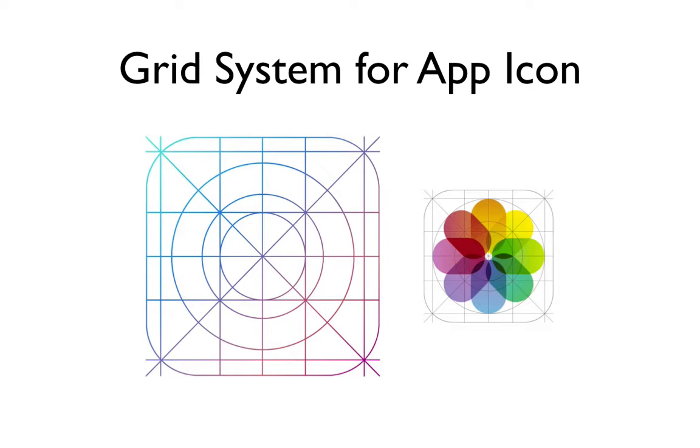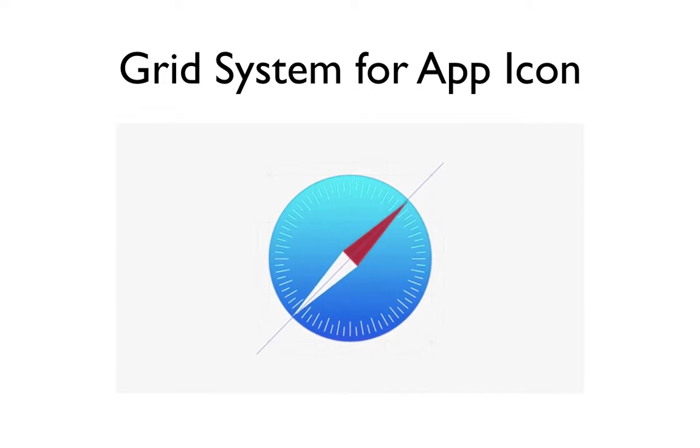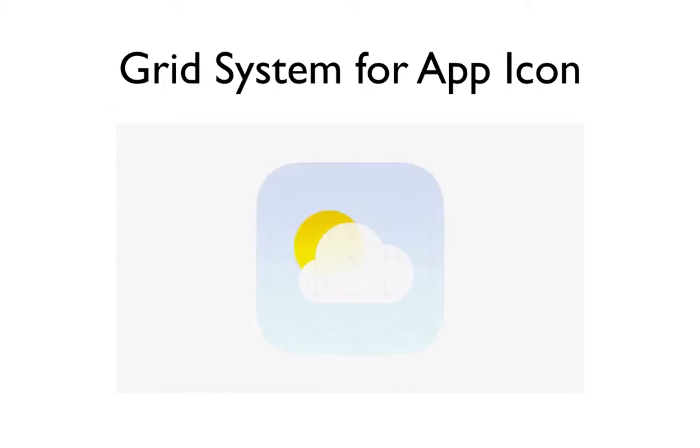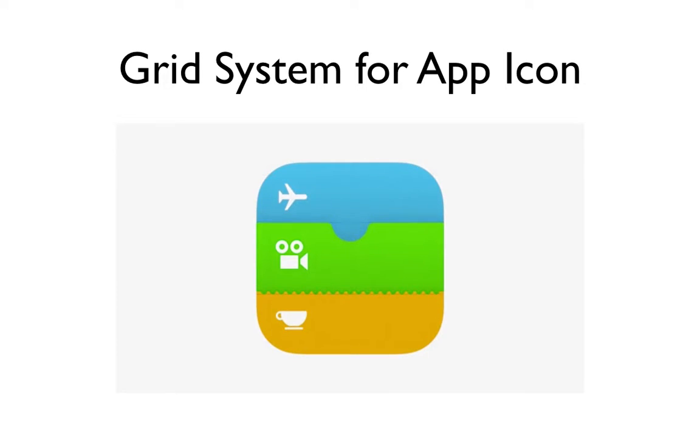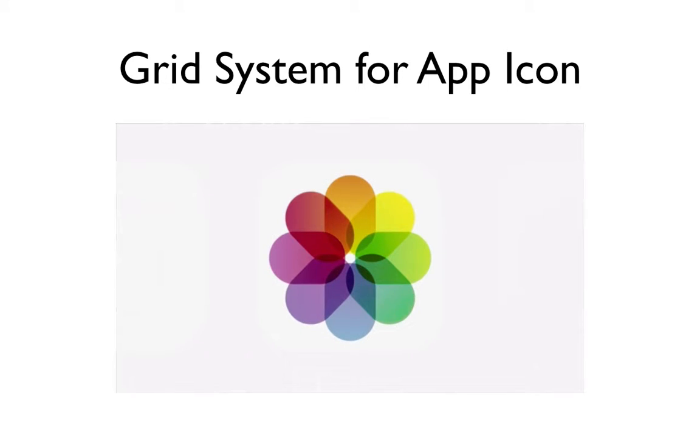To explain what the grid system is like, I'll show a video for the system icons. According to Apple, the grid system makes the icons more coherent across the whole system. But even Apple designers do not follow this criterion strictly. So I think just feel free to break the rules.